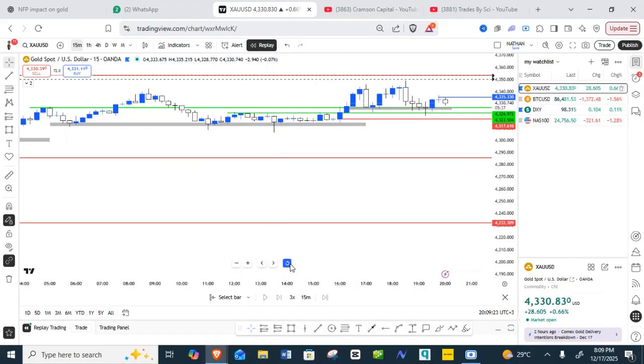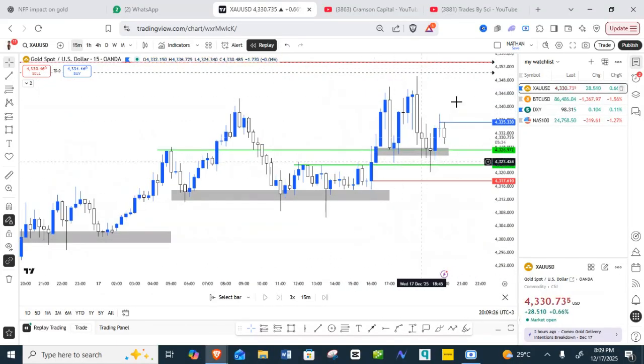Now, I said that I'll break down how these ICCs on the 15 minutes are. You can see that this was a high that was created. Sellers pushed price from here until here, and then buyers broke. So this was the indication because a new high was created above this one.